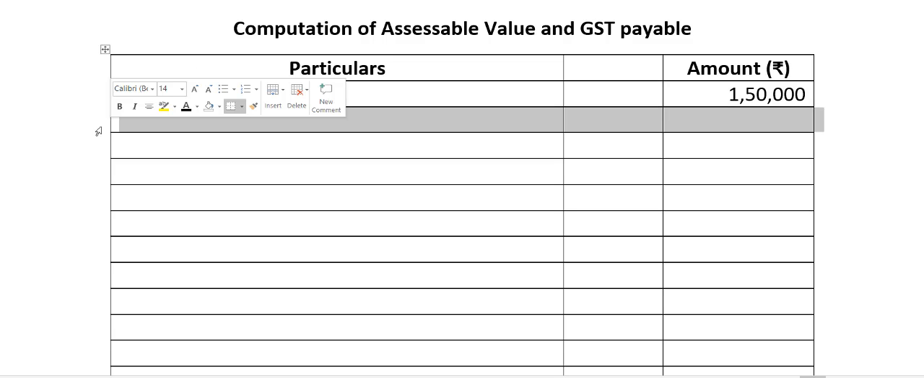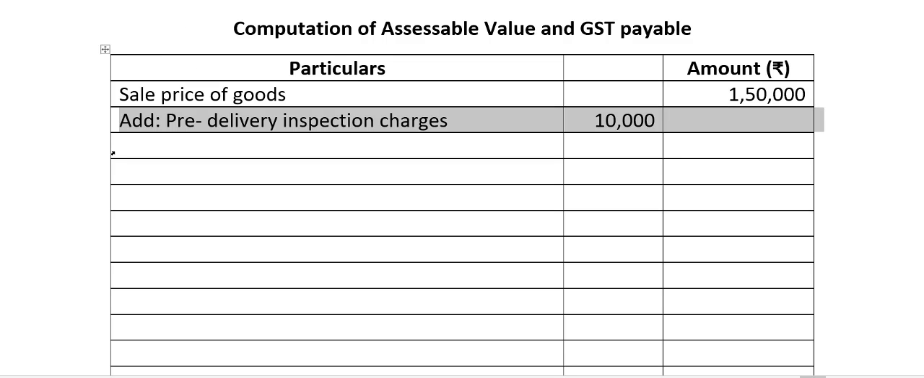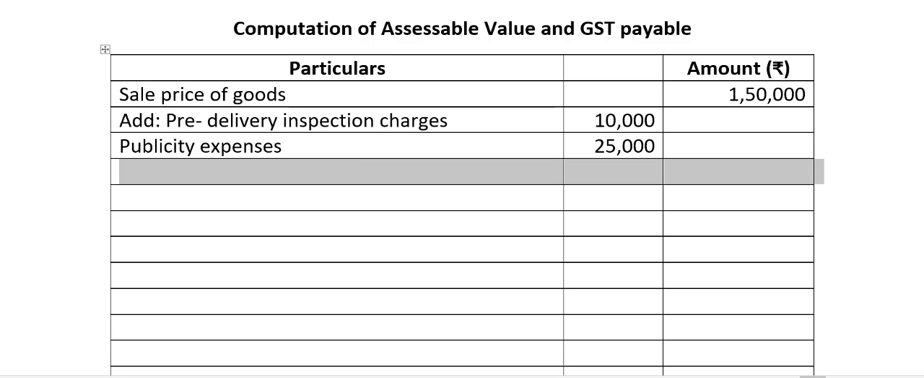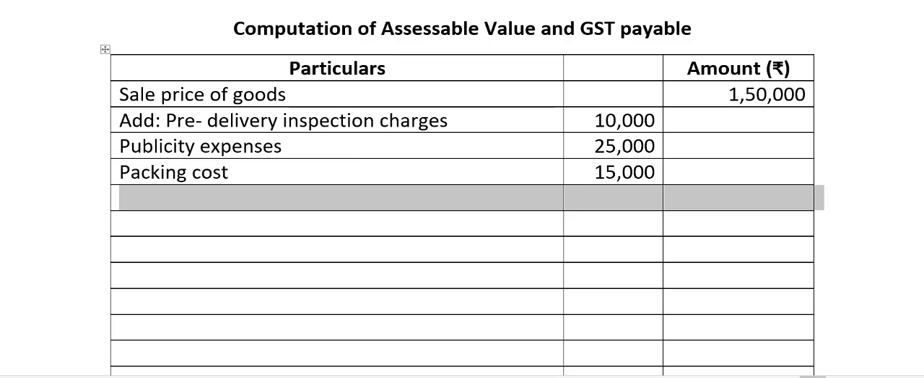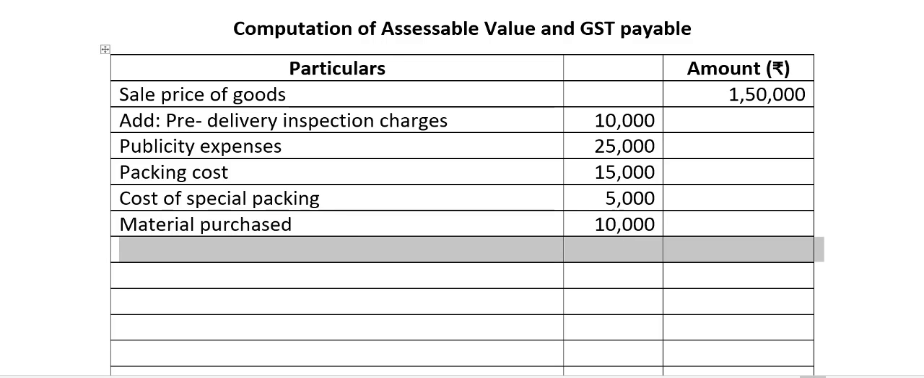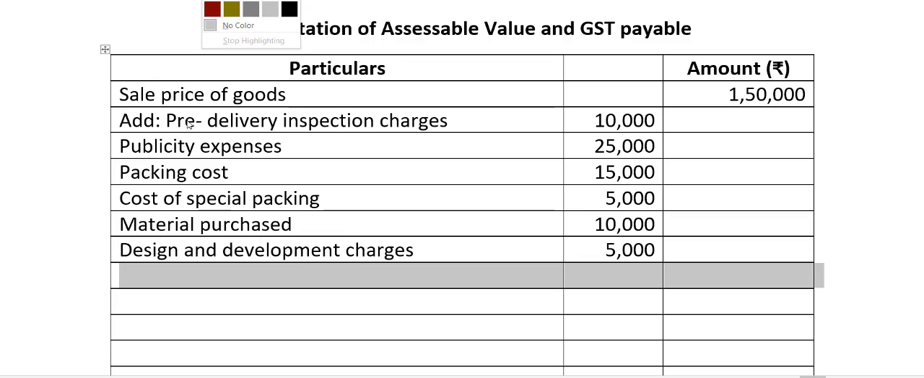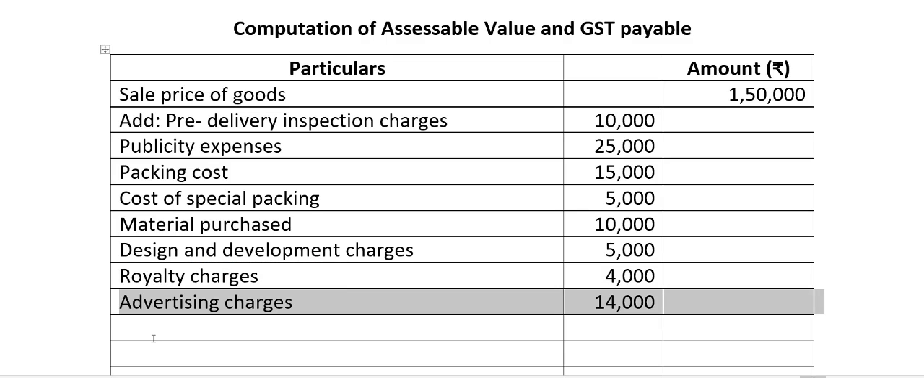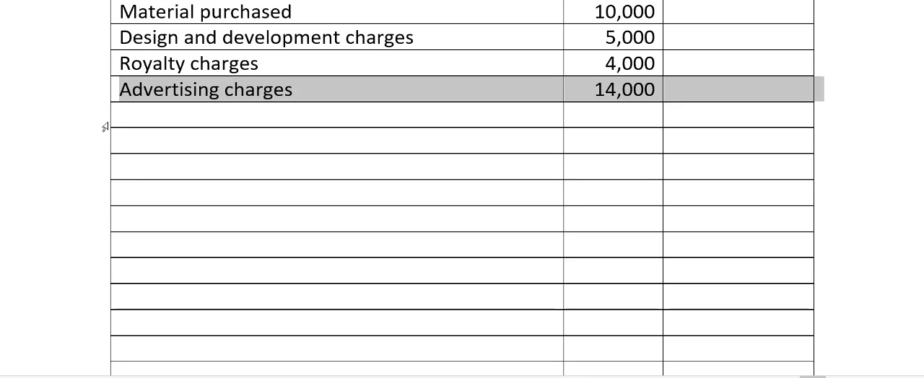Sale price of goods, which is already given, 1,50,000. We have to add inclusions which are not included yet. The first one is pre-delivery inspection charges 10,000, publicity expenses 25,000, packing cost 15,000, cost of special packing 5,000. All of this is mentioned in your textbook. Materials purchased 10,000, and this is exclusive of GST, so we will take that amount directly. Design and development charges 5,000, royalty charges 4,000, advertising charges 14,000.